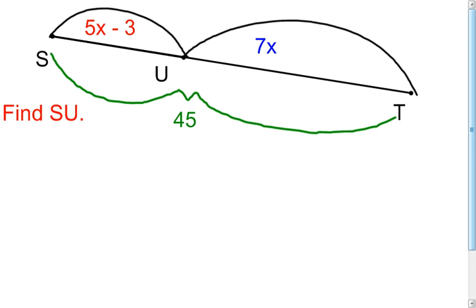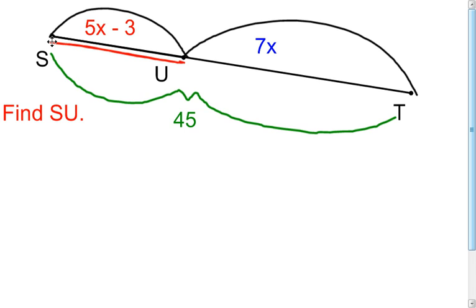Right, here are examples from lesson 1-2. In this first one, notice in the red it says find and then SU. Remember, that doesn't say point S and point U. It says find the length of segment SU. Now when I look at that, I can see point S, I can see point U, so I want to figure out how long is just this segment right there.